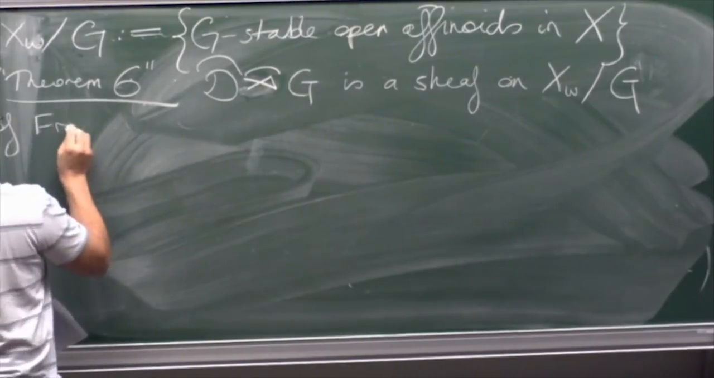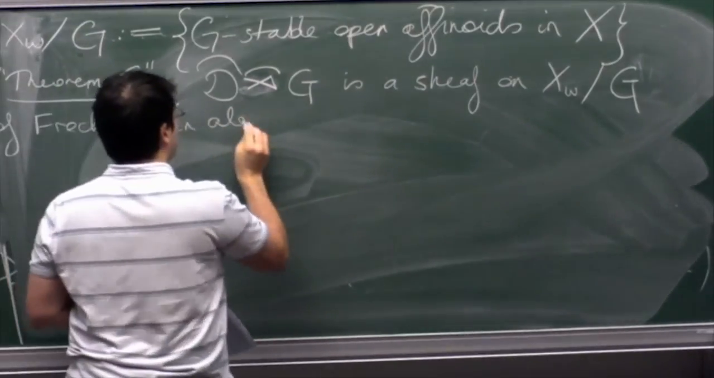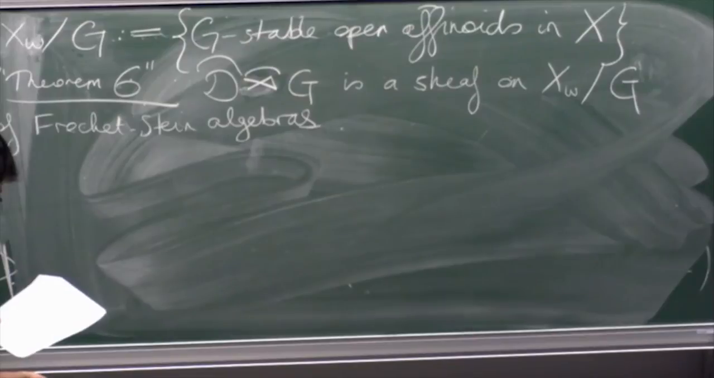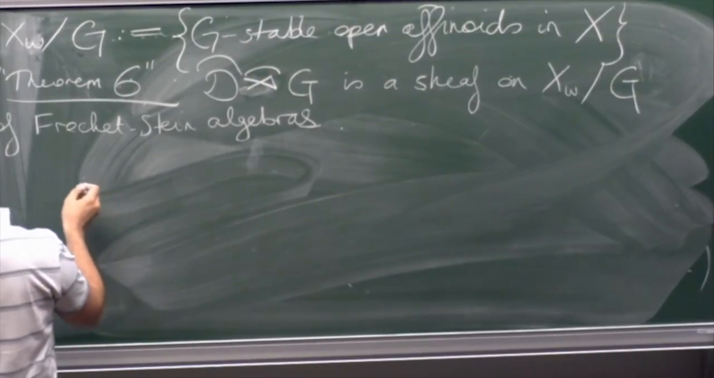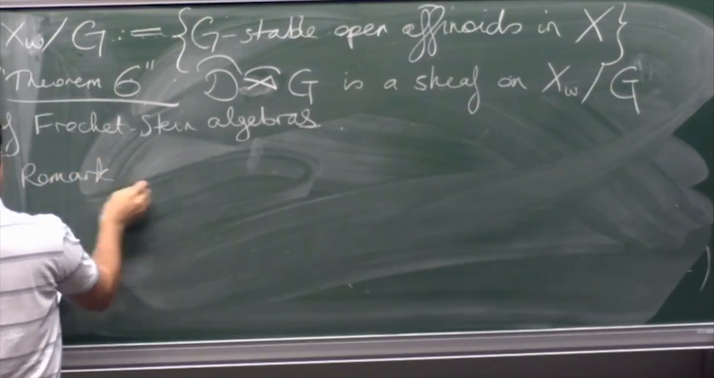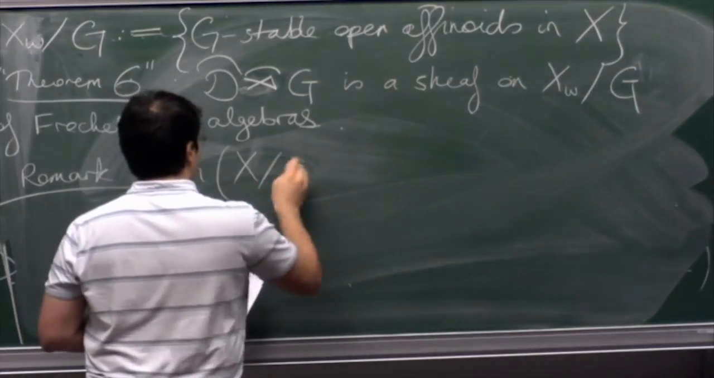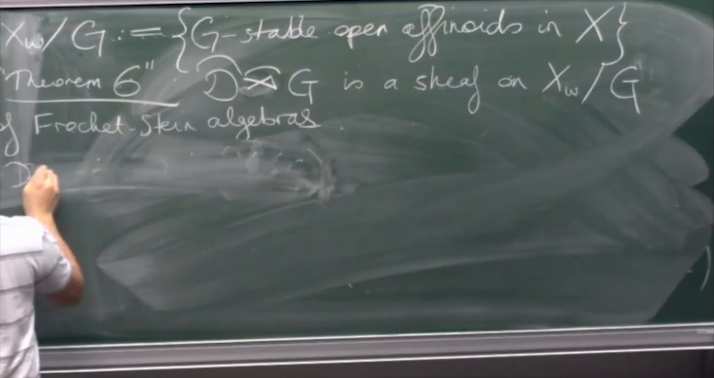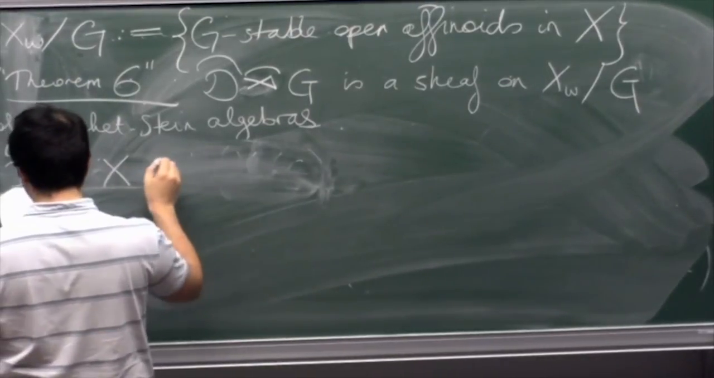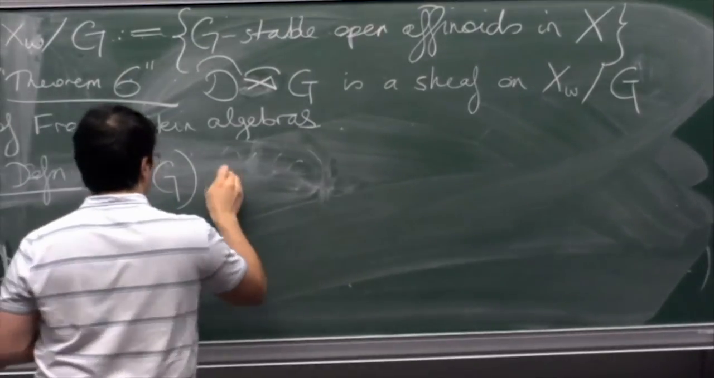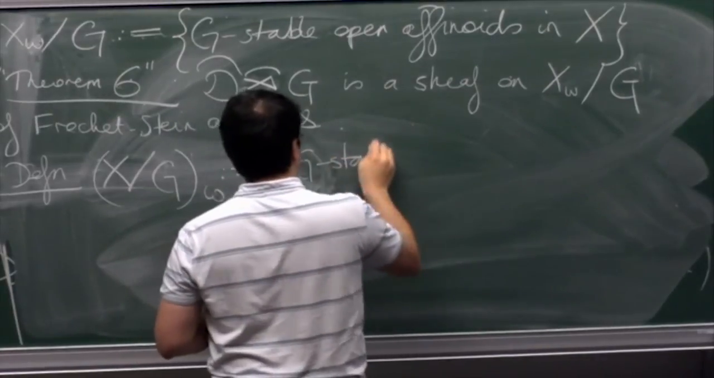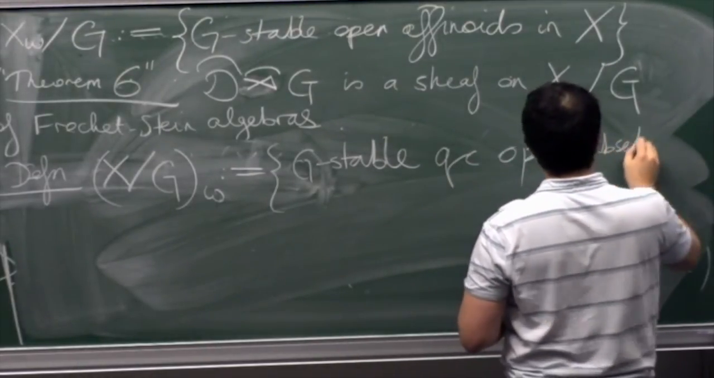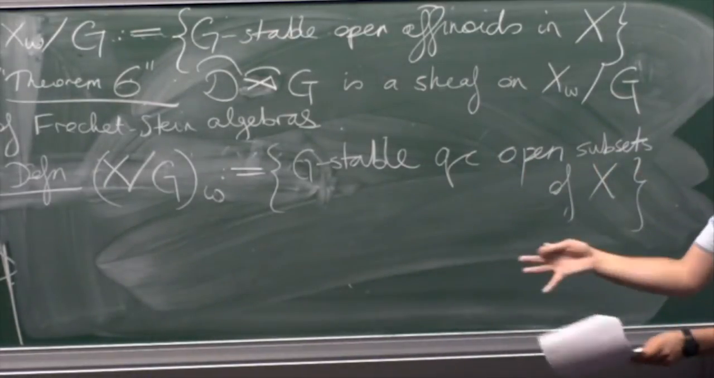Again, a fresh A-Stein algebra. Again, we're vanishing higher Čech cohomology. And finally, let me just remark that here's another definition. Let X mod G sub W be G stable quasi-compact open subsets of X. Or maybe not affinoid, but finite unions of things which are G stable.